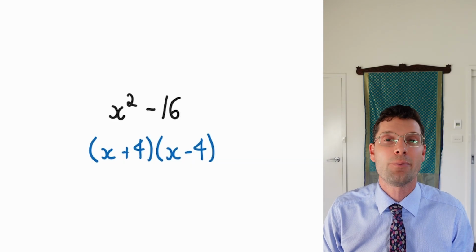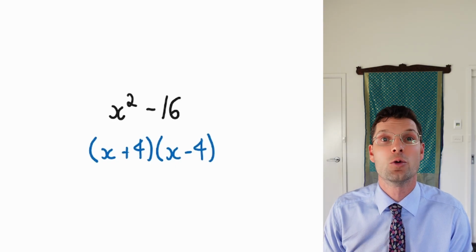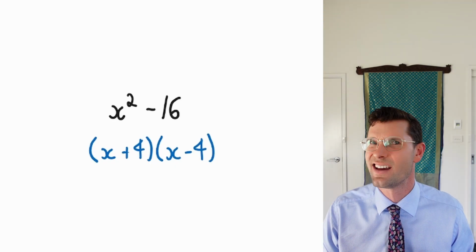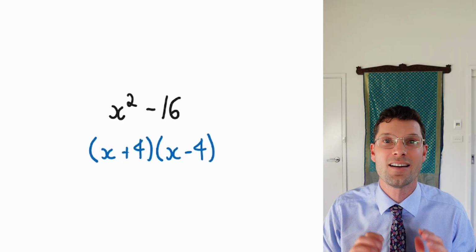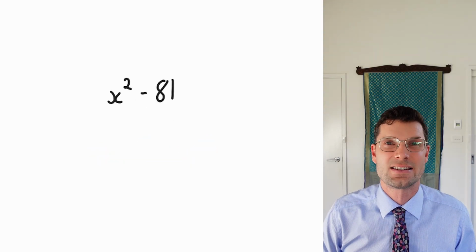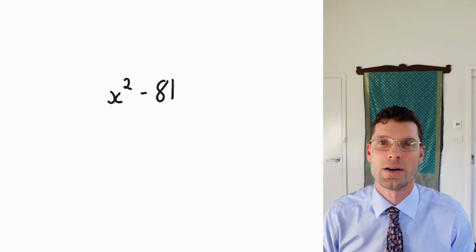Again, we can FOIL this out, but we know that those like terms in the middle would be minus 4x and plus 4x. We can just get rid of those. So we're left with x squared minus 16, which is perfect. Once you can see this trick, it's really easy to solve questions like this.